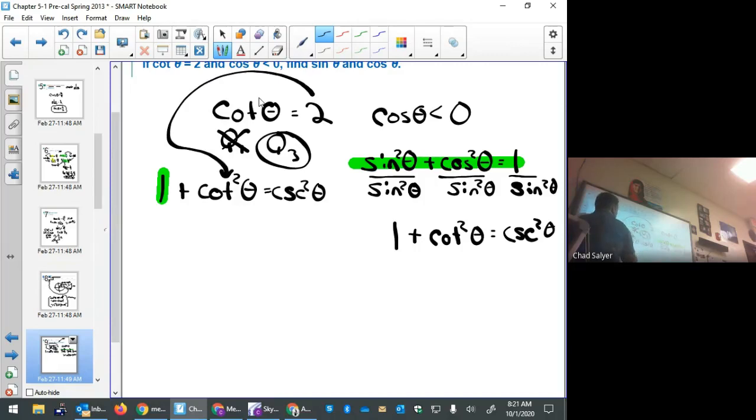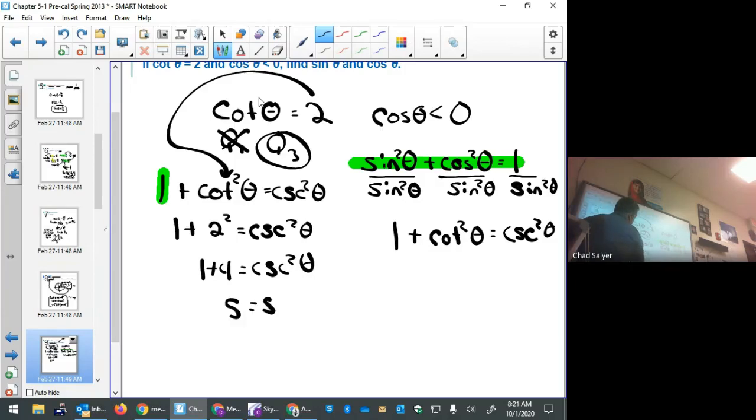I'll plug in that 2. 1 plus 2 squared equals cosecant squared theta. So that's 1 plus 4. And then 5 equals cosecant squared theta. So cosecant theta is going to have the absolute value of the square root of 5. But remember, we said we're in Q3. So that's why that's negative.